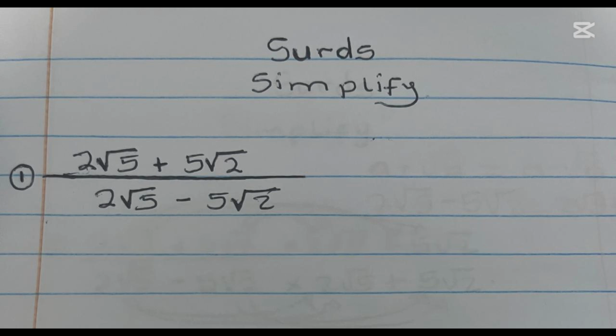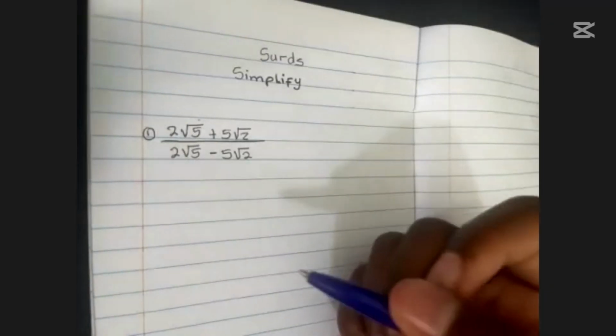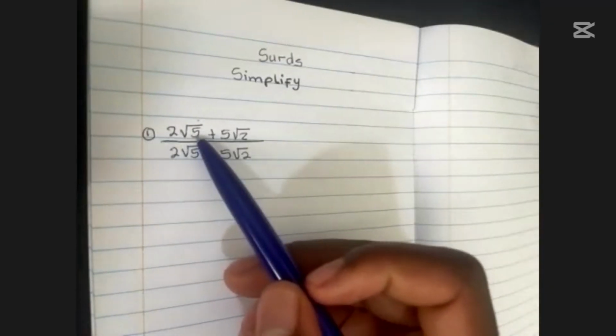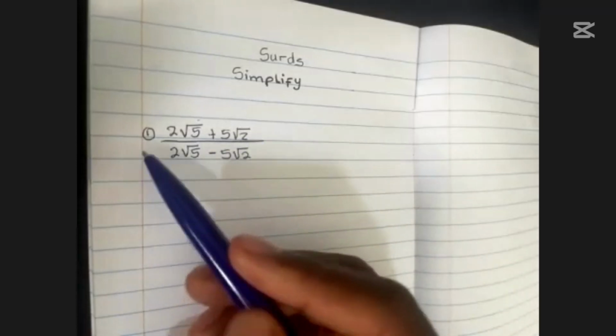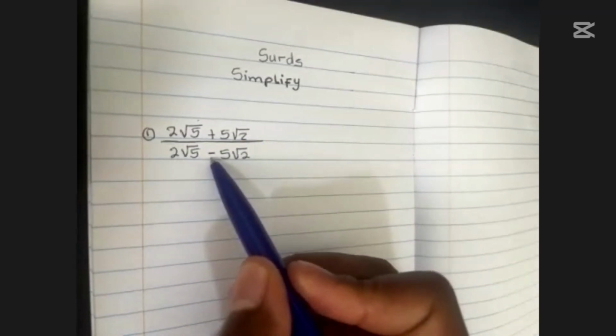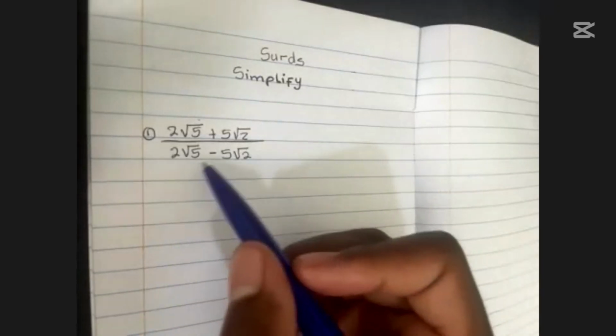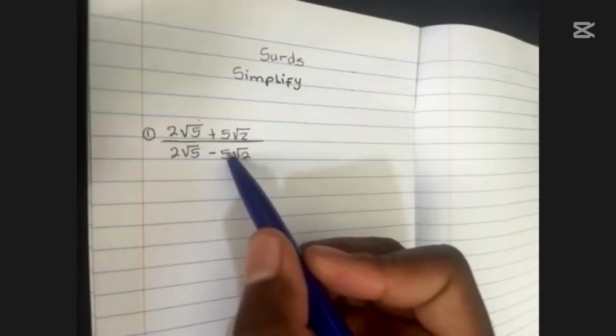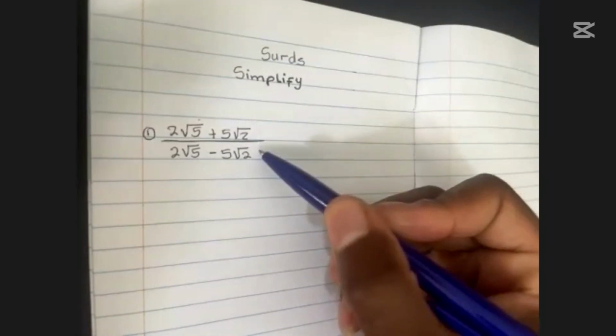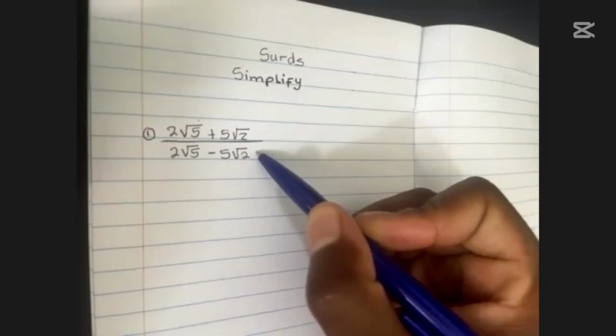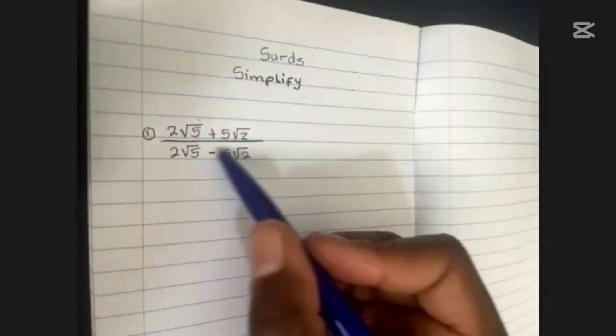On today's lesson, we will be doing this one question on Surds. Here we are given (2√5 + 5√2) over (2√5 − 5√2). So the first step will be to rationalize this denominator. We rationalize this denominator by multiplying the numerator and the denominator with the conjugate of the denominator.